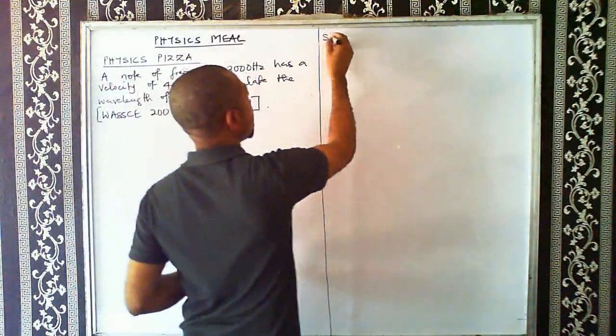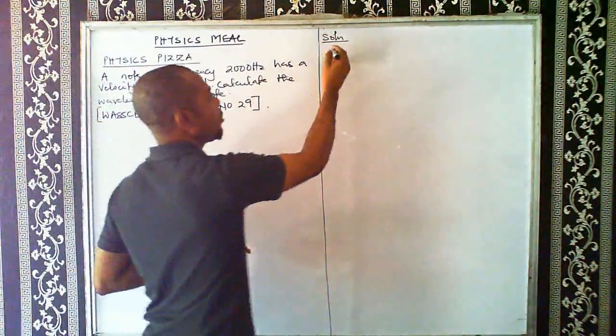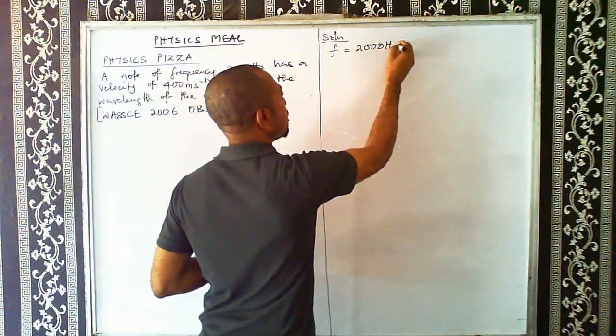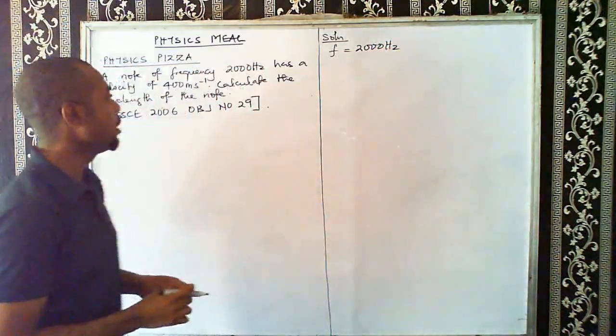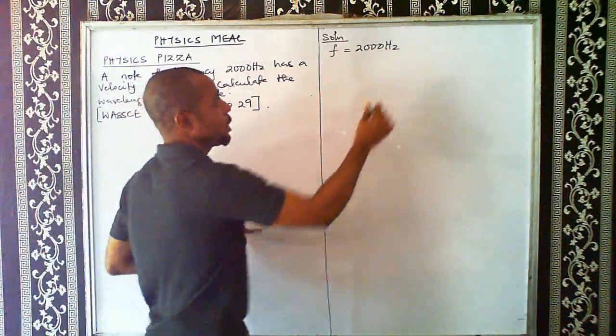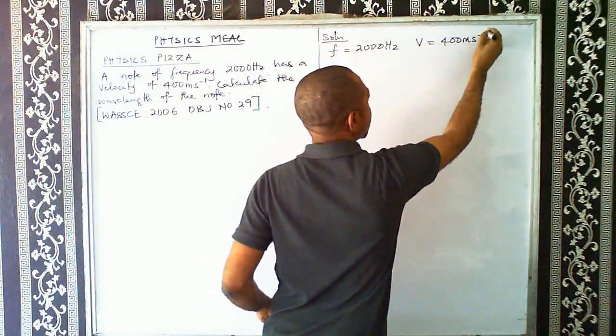So let's go together. A note of frequency. The symbol of frequency is f, that's what we use in physics. 2000 Hz, we have been given the frequency. It has a velocity of 400 meters per second. So the velocity v is 400 meters per second.